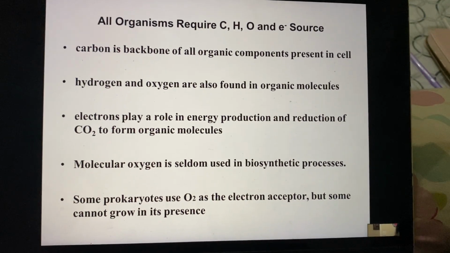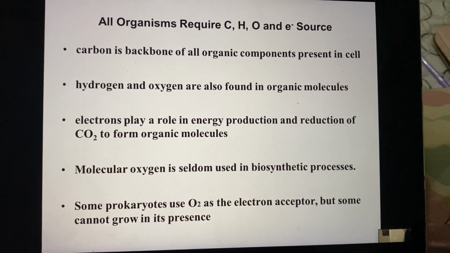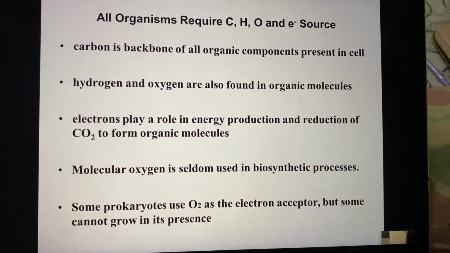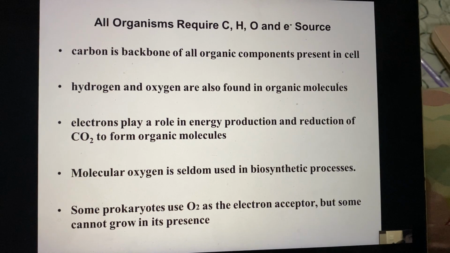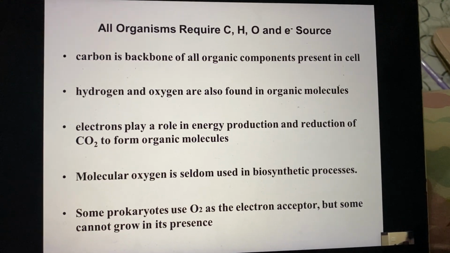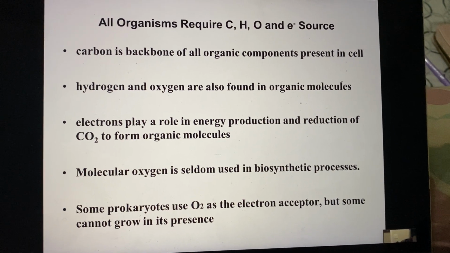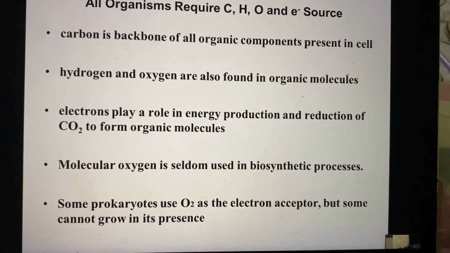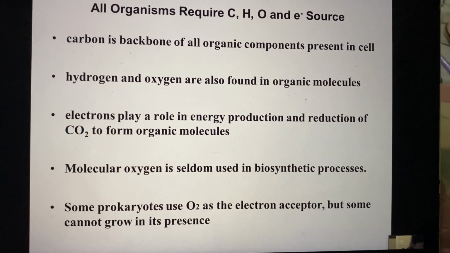So we think about all organisms that require carbon, hydrogen, and oxygen, and of course they need an electron source also, where we will think of carbon being the backbone of all organic components present in the cell. Hydrogen and oxygen are always found in organic molecules also, so those are the major ones: carbon, hydrogen, and oxygen. And of course, electrons are needed for energy production. They play a role in that, and they also are needed for reduction of carbon dioxide to form organic molecules. We'll study that later when we talk about photosynthesis.